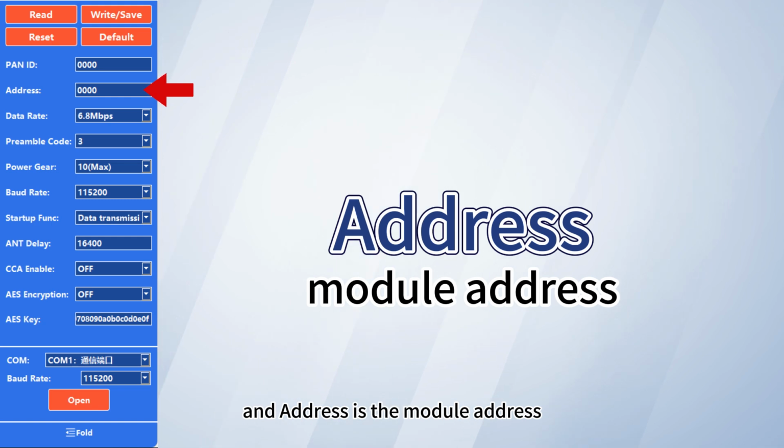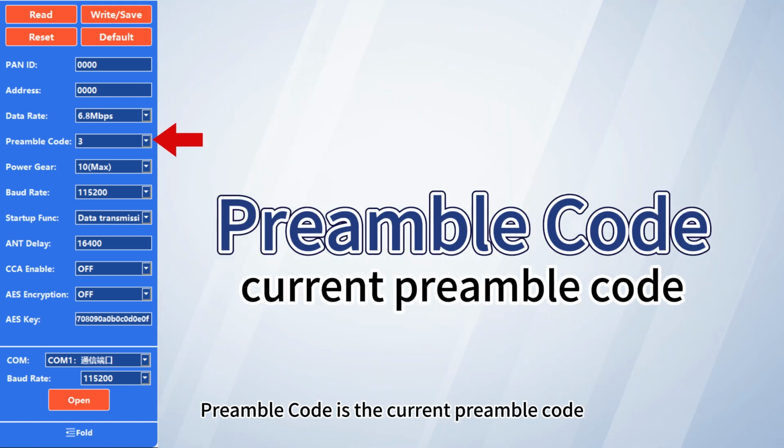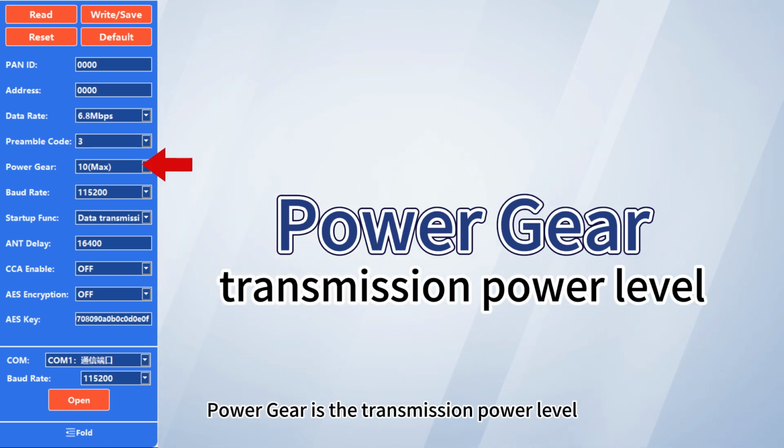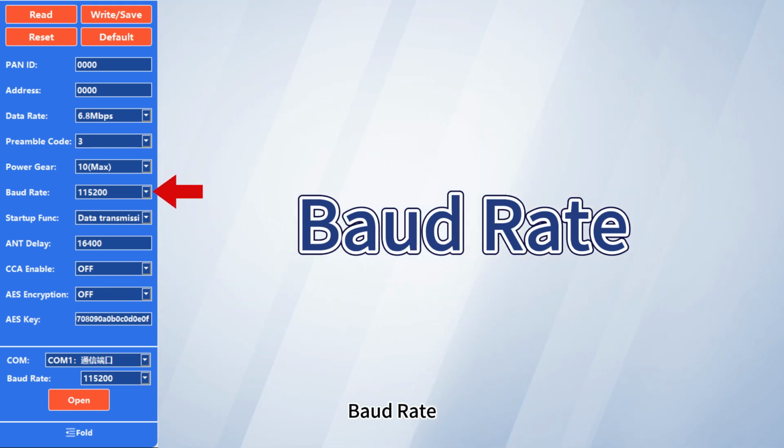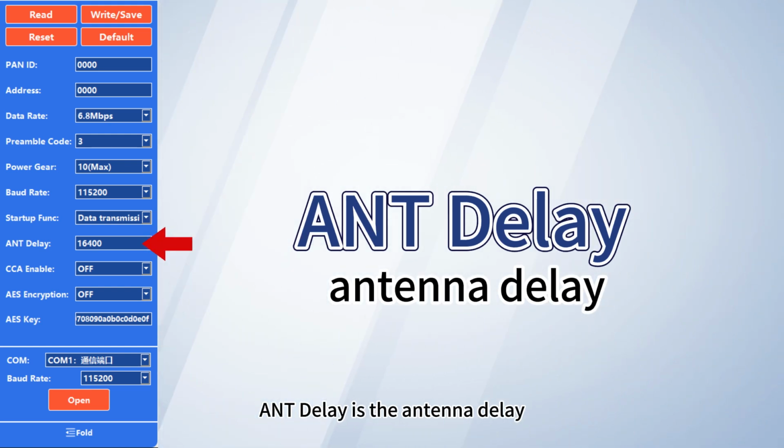Address is the module address. Data rate is the current air data rate. Preamble code is the current preamble code. Power gear is the transmission power level. Baud rate. Startup func is the default mode used after power up. Ant delay is the antenna delay.